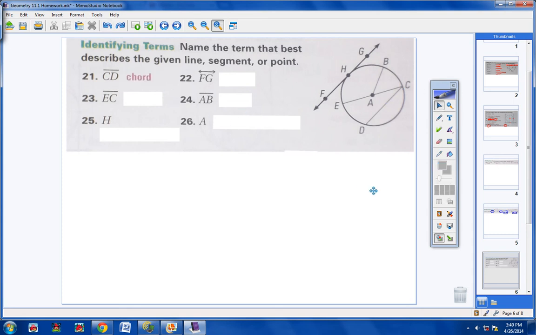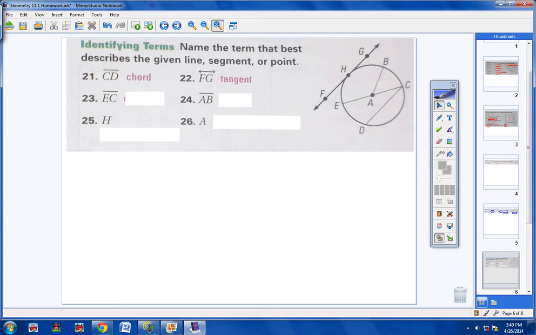All right, let's take a look now at number 22. Line FG. So this entire line right here. Notice that entire line intersects the circle at one place, right here. Anytime a line intersects a circle in one place, we call that a tangent. So we would call this a tangent.